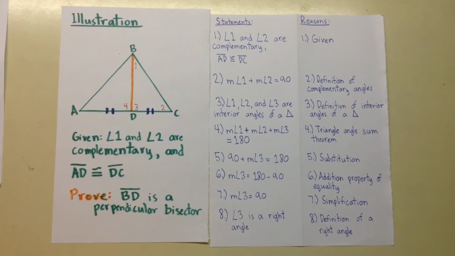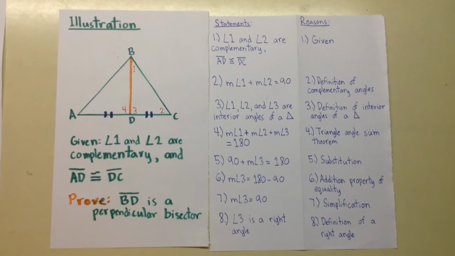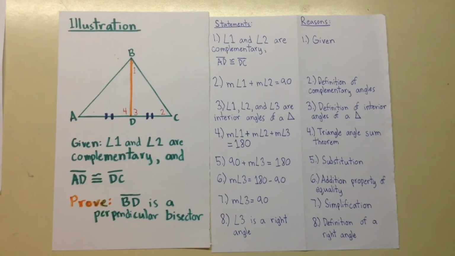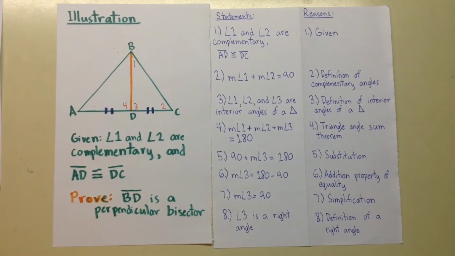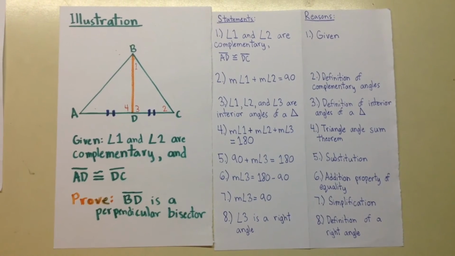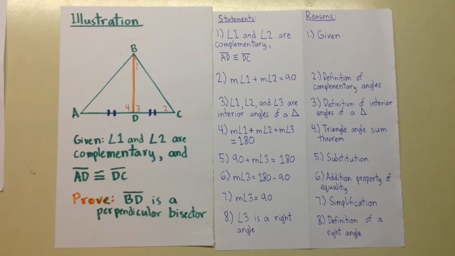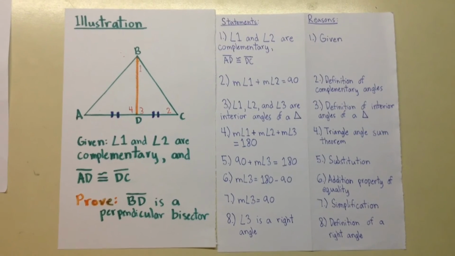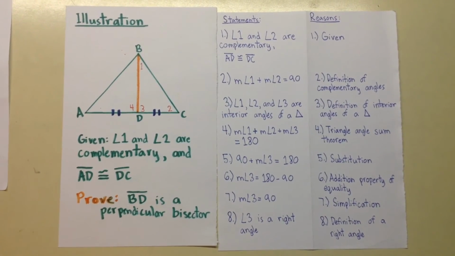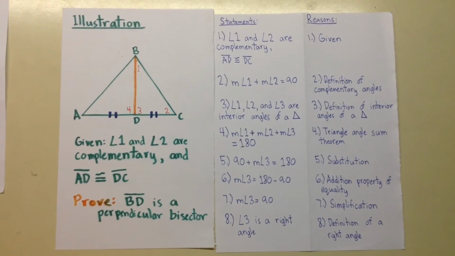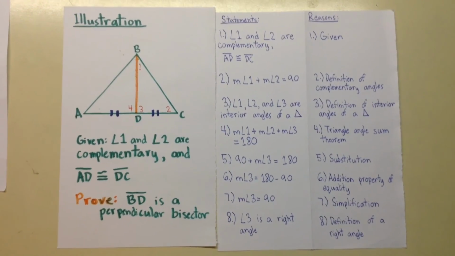So now that we've solved for all the reasons, and since it was given that segment AD is congruent with segment DC, all we had to do was find that angle 3 or angle 4 is a right angle or a 90 degree angle, so it proves that segment BD is indeed a perpendicular bisector. And now we have all those reasons thanks to our solution.